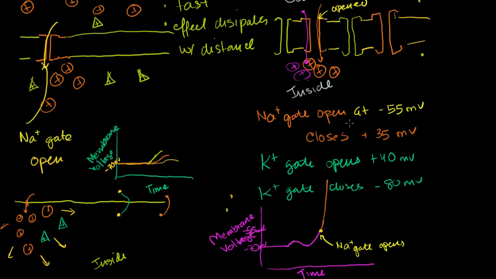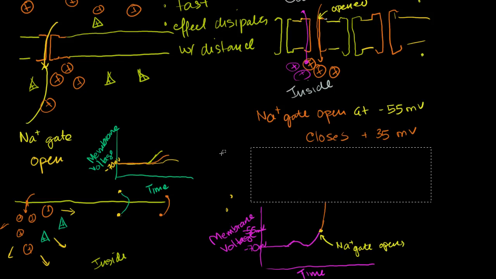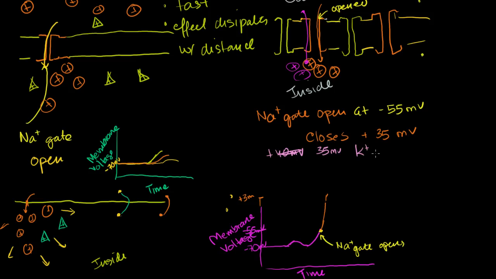But as it gets more positive, we said it closes at plus 35 millivolts. So let me clear that there, just so I can make my graph nicely. Let's say that this up here is plus 35 millivolts. So here it closes, and at the same time, that stuff I just deleted, I said at plus 40 millivolts, or let's say at plus 35, just for the sake of argument.